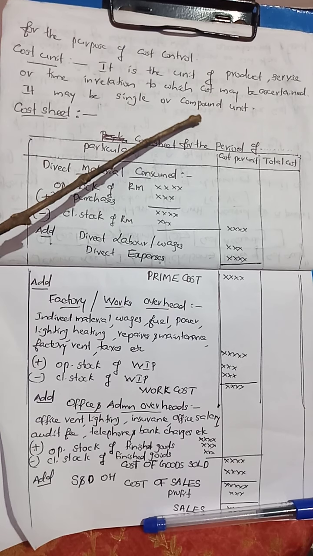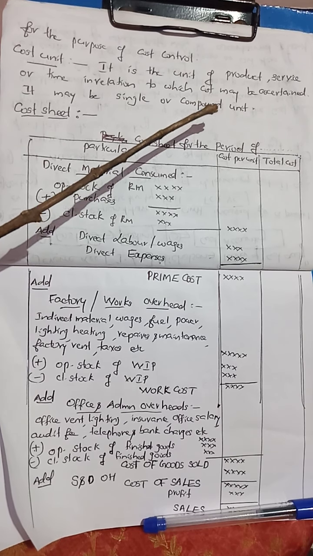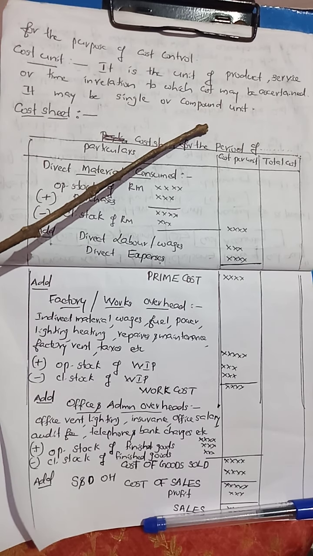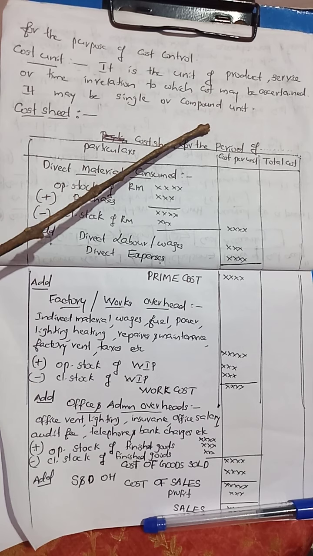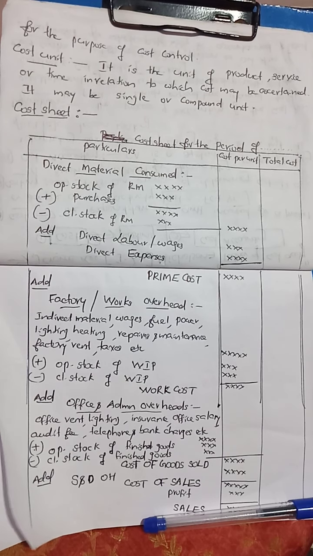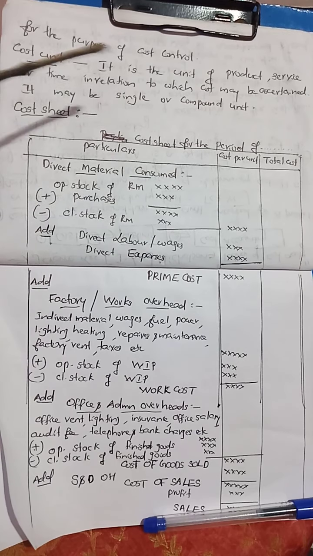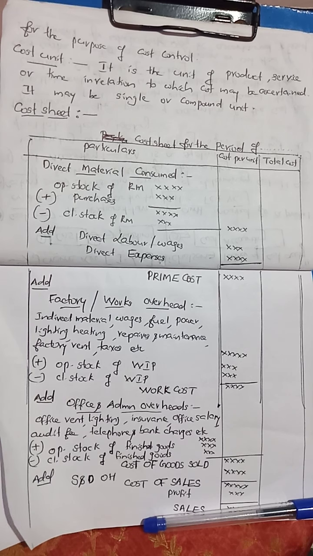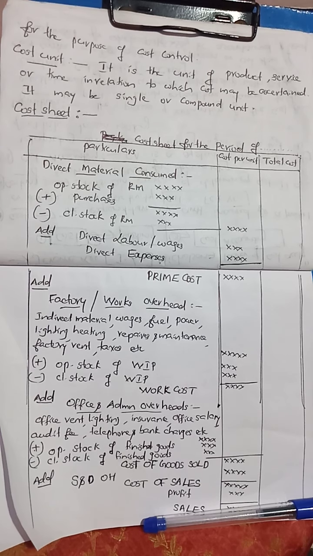And what is compound? Compound unit is a mixture of two or more units. For example, kilometer per hour, kilowatt hour, passenger kilometer, etc. are examples of compound unit. So whatever it may be, cost unit is a unit of a product or a service or time in relation to which cost may be ascertained and used for the purpose of cost control.